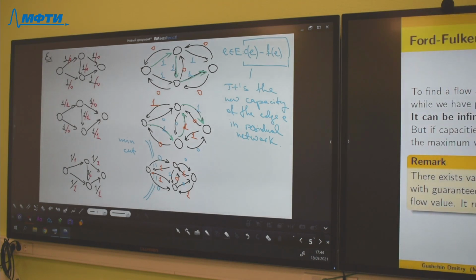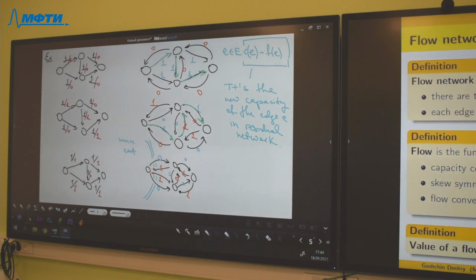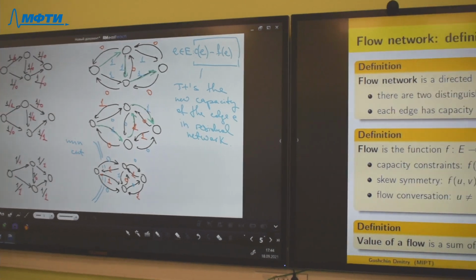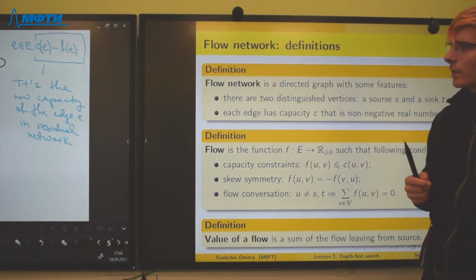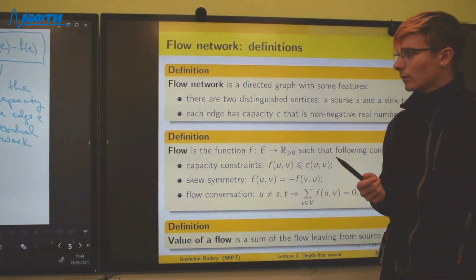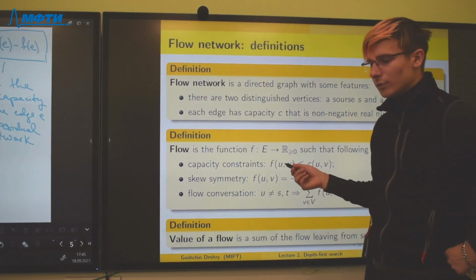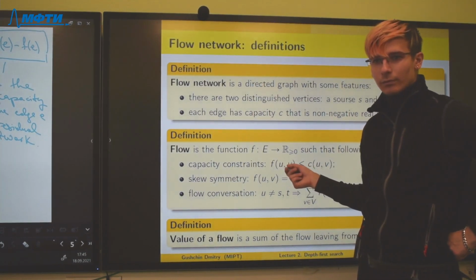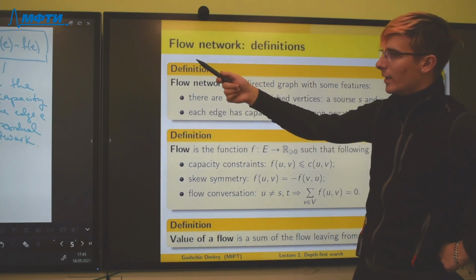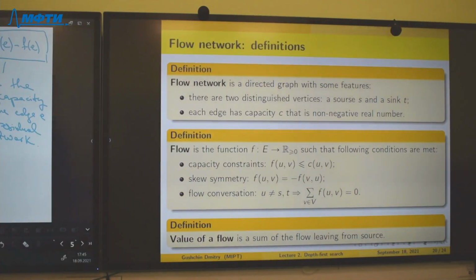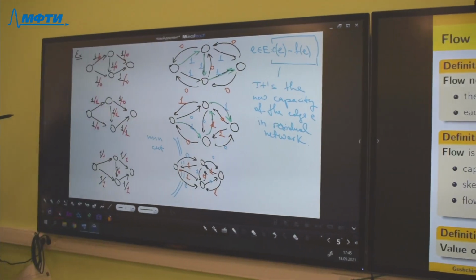Yeah. The definition, yes. This is the definition of a flow network. We have a directed graph with capacities, and we have two distinguished vertices, source and sink. Okay. Then, do you understand what the flow is? Yes. Understand. I draw it like red numbers on the edges.